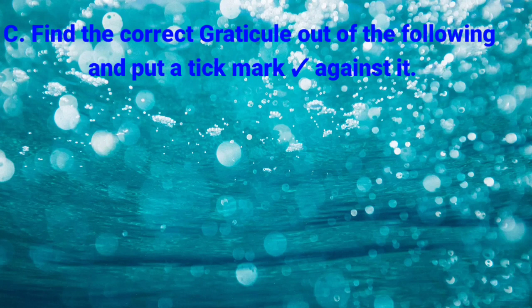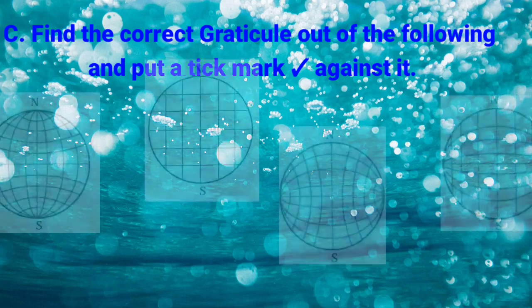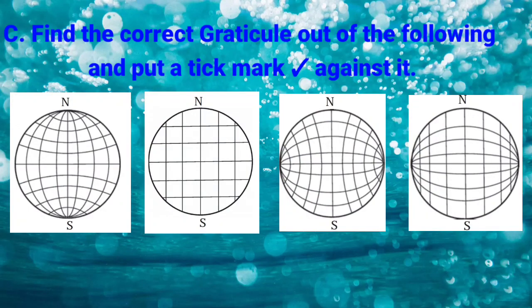Question C. Find the correct graticule out of the following and put a tick mark against it. We can see here the 4 figures of graticule, and number 1 is the correct figure. In this figure we can see the parallels of latitude and the meridians of longitude, equator, north pole, south pole. That means number 1 is the correct graticule, so put the tick over there.